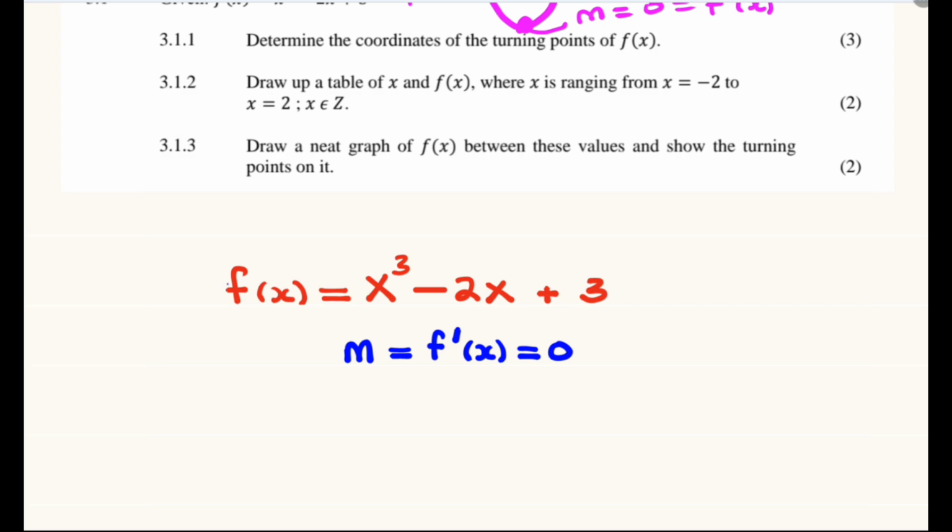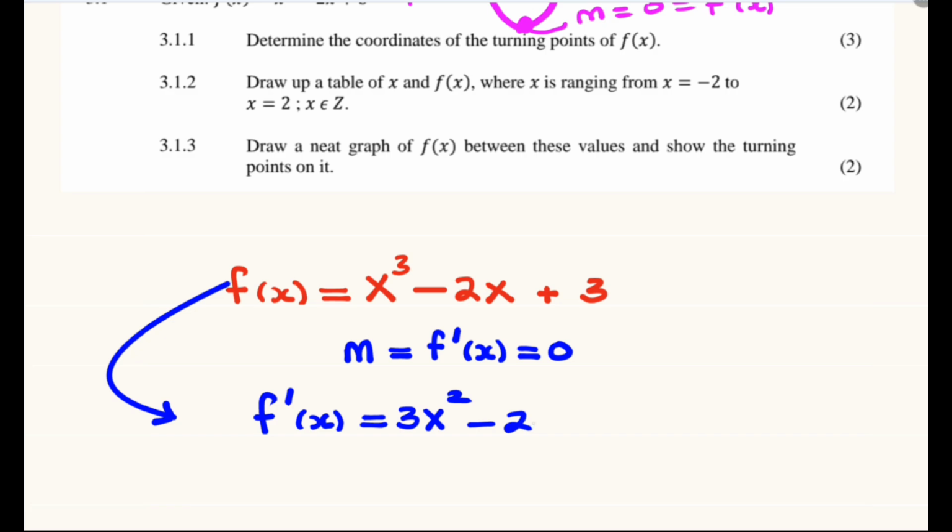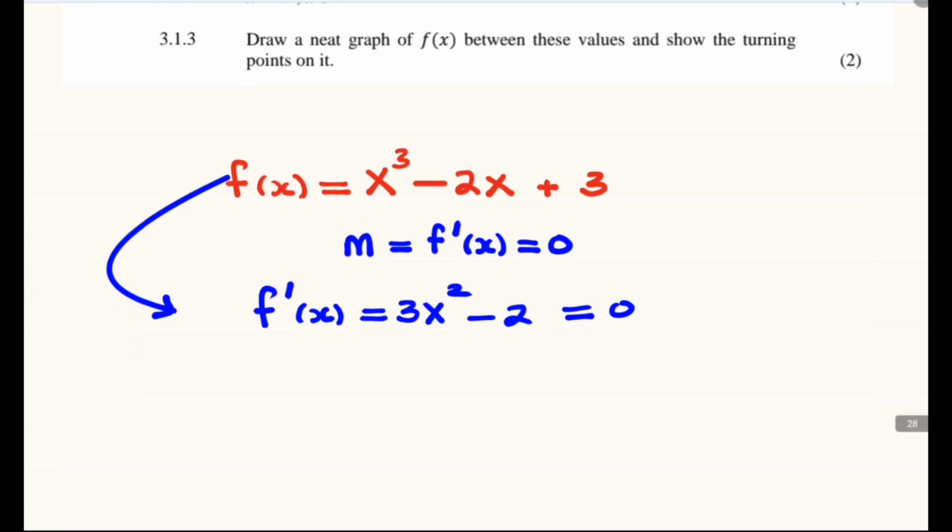So we differentiate that f of x and equate it to 0, so the f prime of x will be equal to the derivative of the x cube, which is 3x squared, and the derivative of the negative 2x is negative 2, and the derivative of the 3 is 0, and we equate this to 0. We equate it to 0 because the gradient at the turning point is equal to 0.